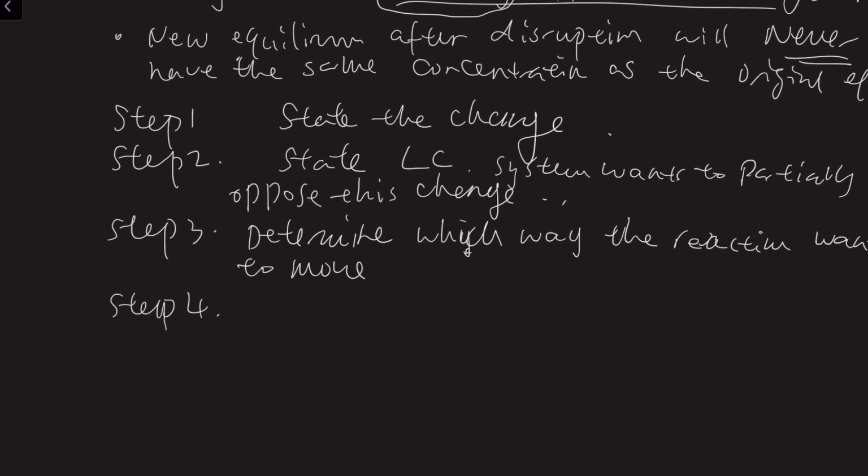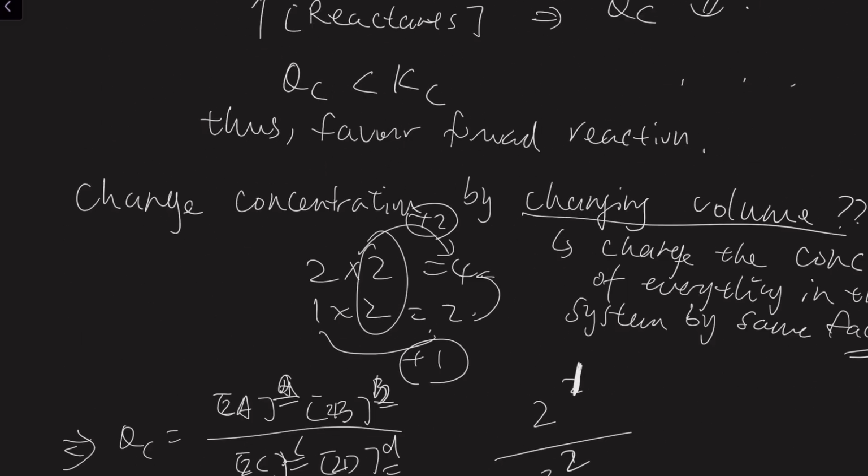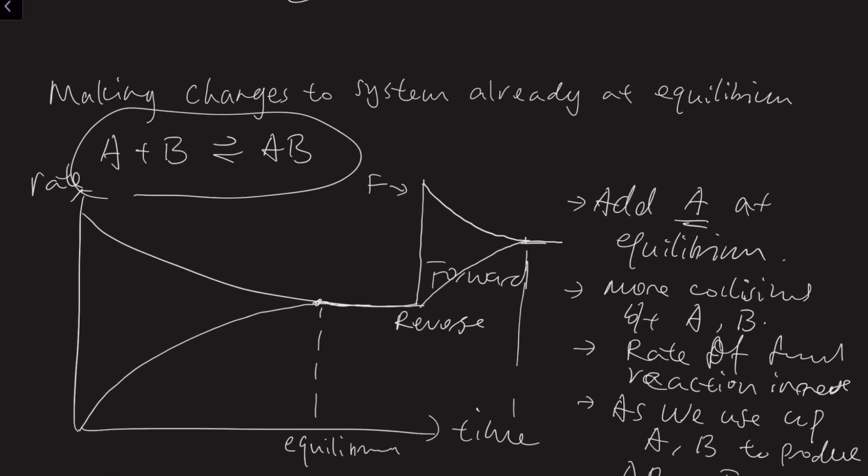And step 4 is to state the new equilibrium. So state the change. Going back to this instance, if we are adding A, we favor the forward reaction. So we reduce the concentration of A, reduce the concentration of B, and increase the concentration of AB.